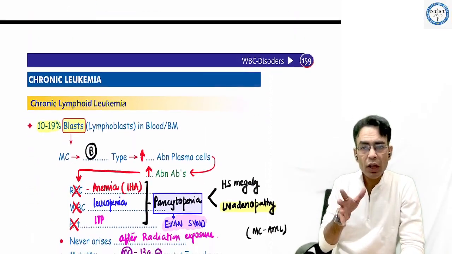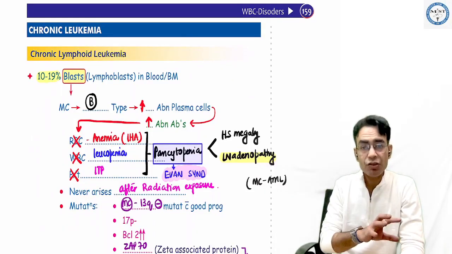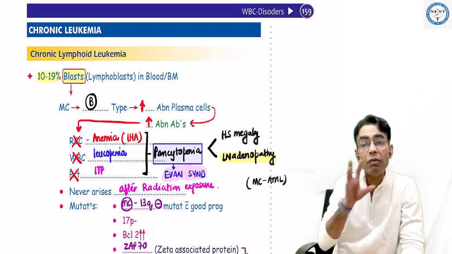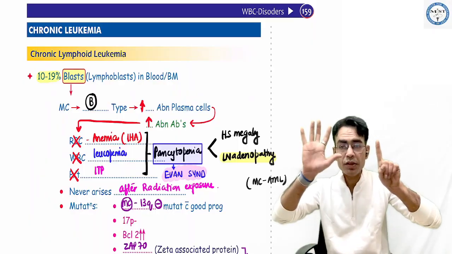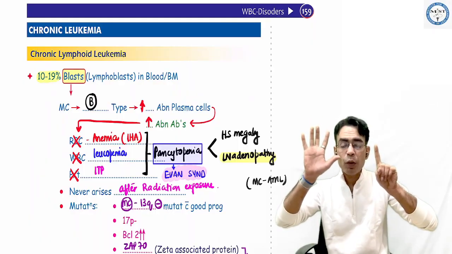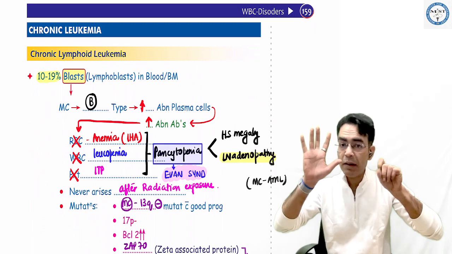So these are your acute leukemias. Okay? For chronic leukemia, 10 to 19% blast in the blood or the bone marrow. For CLL, it will be 10 to 19% lymphoblast. And for CLL in the class, we have learned 6 points. What was the first point? The first point was that the most common type of CLL is B type.